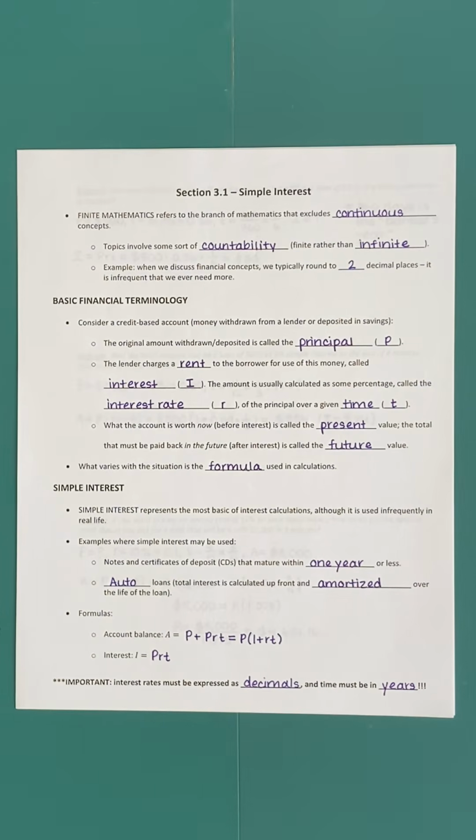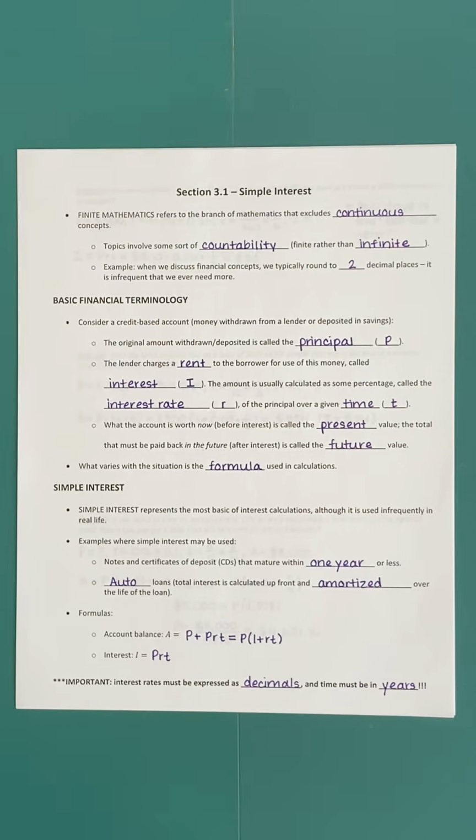So to start our discussion of interest, we need to get a little bit of terminology out of the way. So we're going to consider a credit-based account, which can look one of 2 ways. You can either think of withdrawing money from a lender, in other words, borrowing money, or you can think of money deposited in an interest-bearing savings account. So in one situation, we're going to talk about interest that would be accrued that you would have to pay back. And in another situation, we're going to talk about interest that's accrued that is essentially making you money.